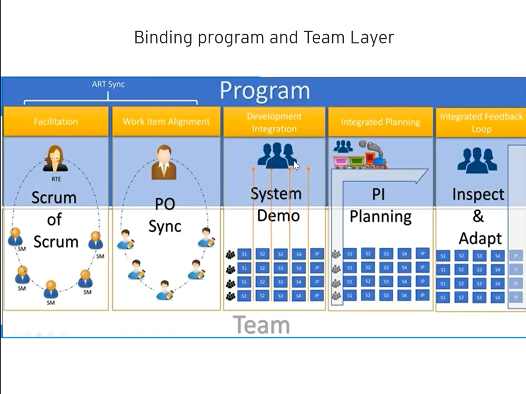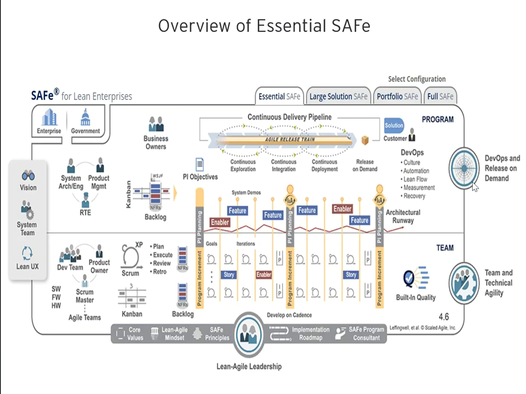So the good thing about SAFe is that after each sprint, all the teams will integrate their code and make sure that the integration is happening correctly and there is no issue. Then at the integration planning, we have the PI planning. Then we have the inspect and adapt. So actually this is the essential SAFe, which is at the bottom layer. You can see there are two layers, that is team and program.